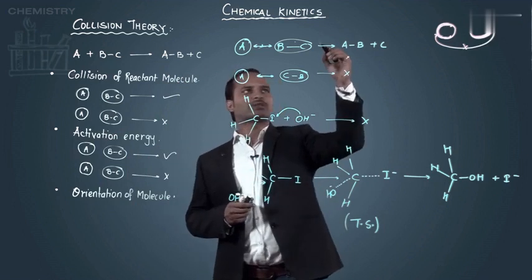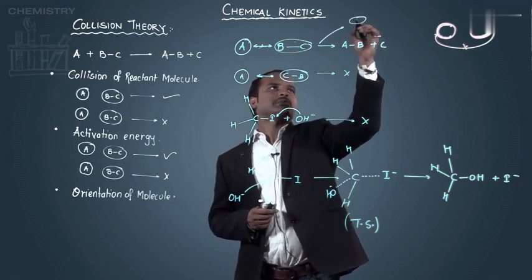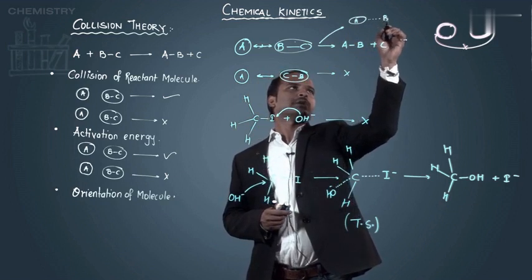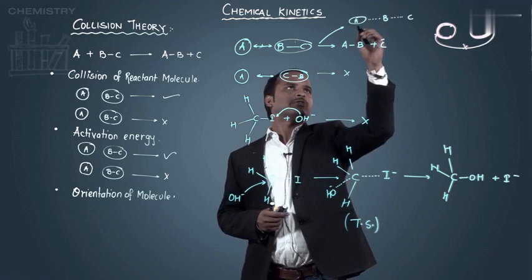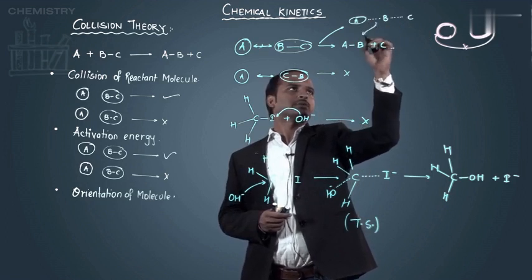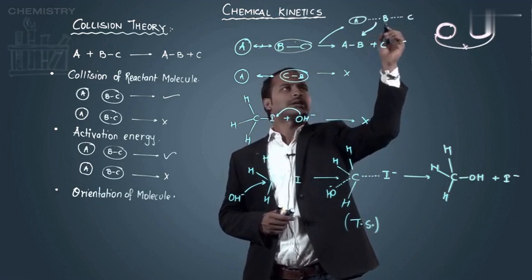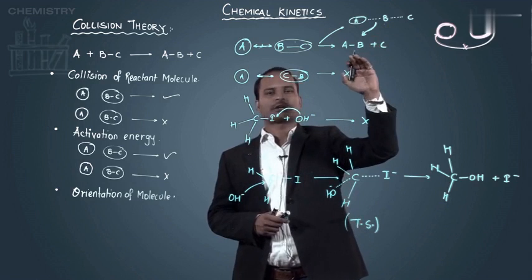Here also, similarly, during the collision, we have a transition state. What happens in the transition state? A comes closer to B and C. A is getting closer to B, and at the same time C moves away from A. And finally, this bond forms. This is the final product. This forms and C gets out. So ultimately I can say this is the transition state and this is the product form.